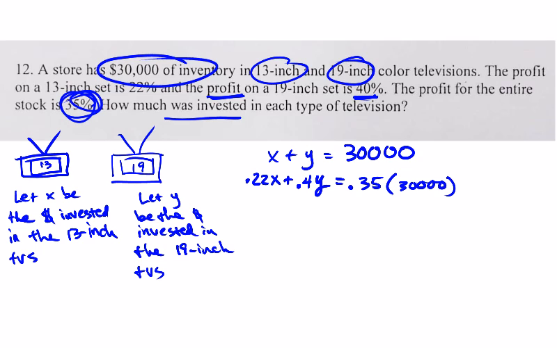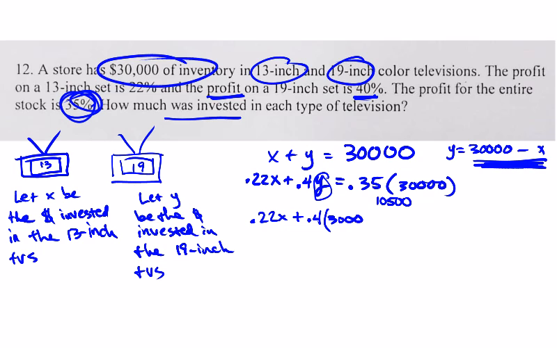And so if you have a calculator, you're going to do 0.35 times 30,000. And so that would give you 10,500 is what I got. And so now we can get a variable by itself in the first equation, substitute it in, and solve. So I'm going to subtract x, and that would get me y equals 30,000 minus x. Then I'm going to take this, and I'm going to substitute it in for y right there. So I'd have 0.22x plus 0.4 parentheses, and I'm going to plug in what y equals now. So 30,000 minus x, and then that equals 10,500.